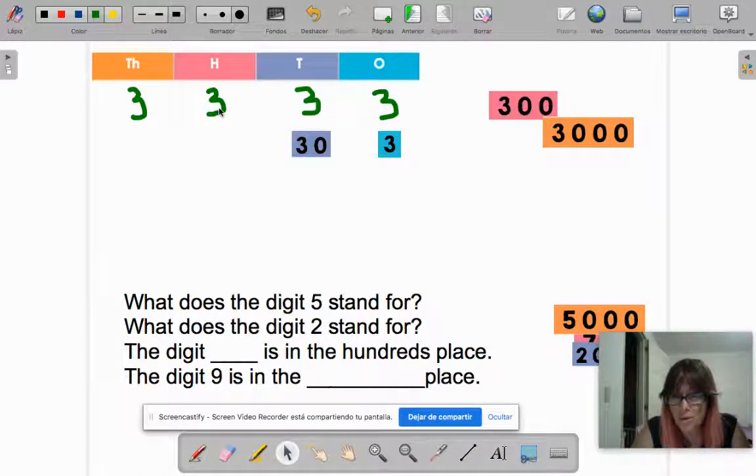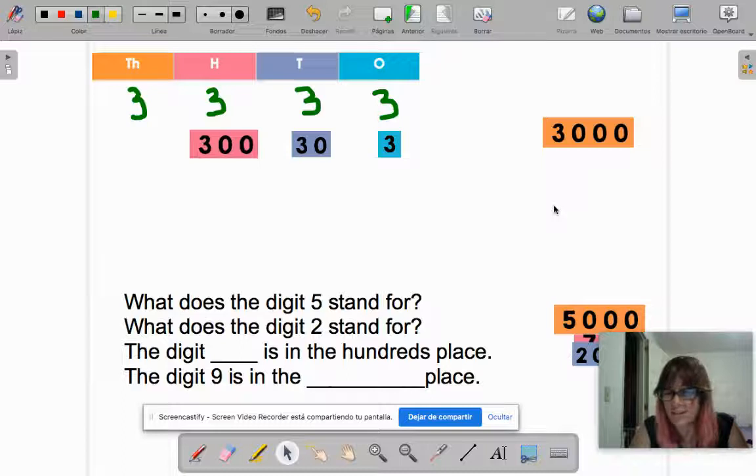Now this 3 is in the hundreds place. So here we say 300. So that's the value of these 3. These 3 equals 300. And the last 3 is in another place. So this 3 equals 3,000 because it is in the thousands place.